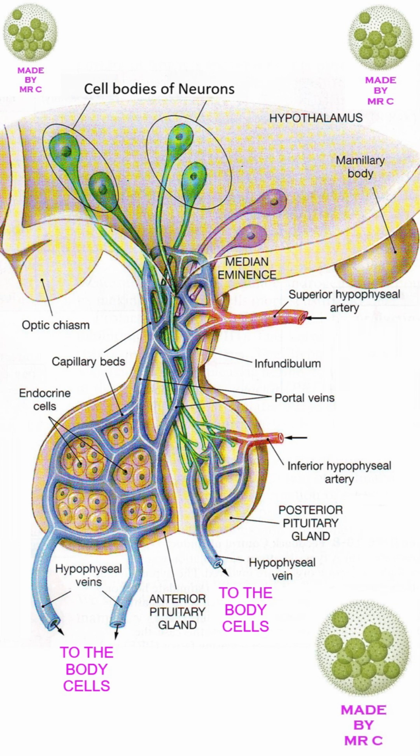The cell bodies of neurons found in the hypothalamus move down the infundibulum into the posterior lobe of the pituitary. These neurons then synapse on blood vessels to release neurohormones directly into the bloodstream. We can see here we've got the inferior hypophyseal artery that enters the posterior pituitary, forming a capillary bed, then exits through another hypophyseal vein, taking the blood to the body cells.